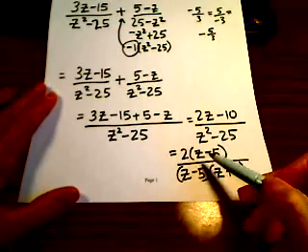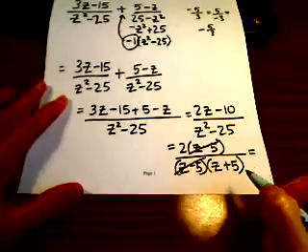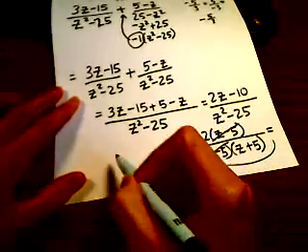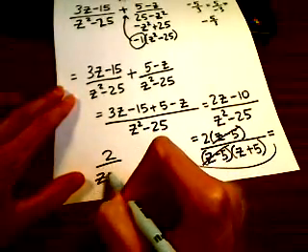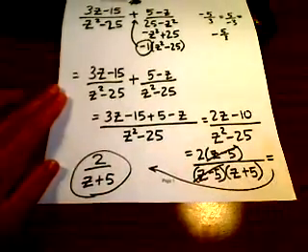And then you'll notice here that you have z minus 5s that are the same, so those will cancel. And we'll be left with, I'm going to write it over here, a 2 over z plus 5. Okay, so that would be your answer in this problem.